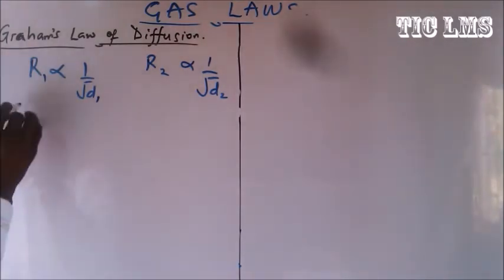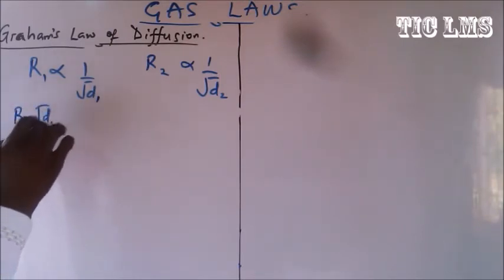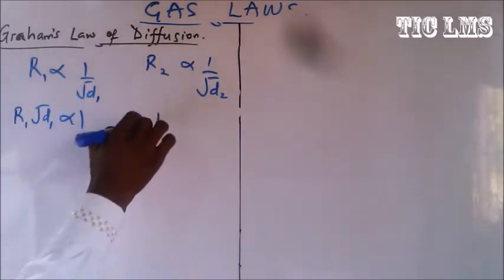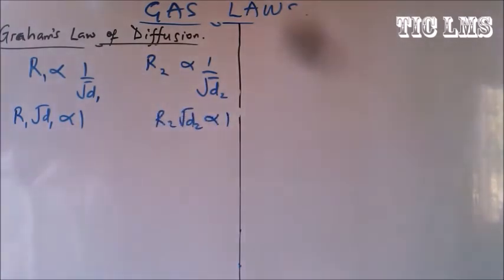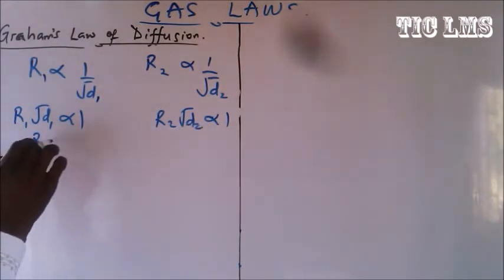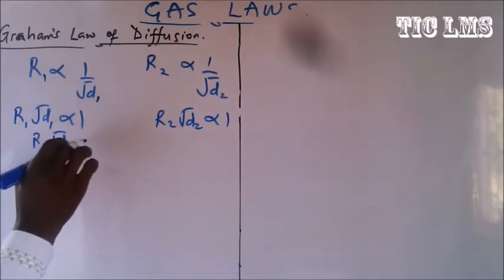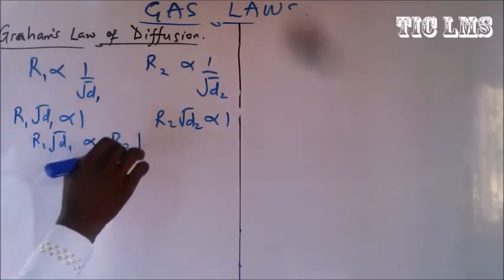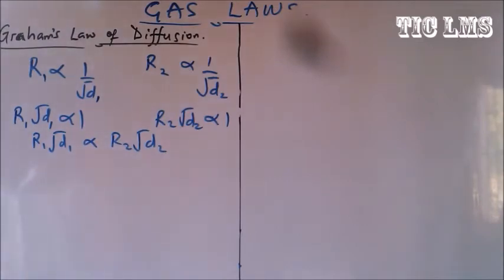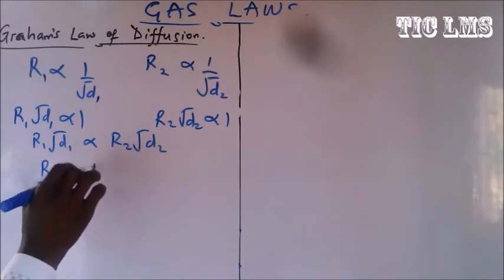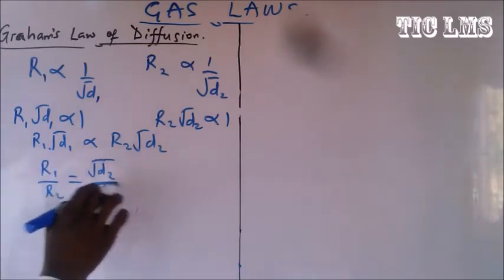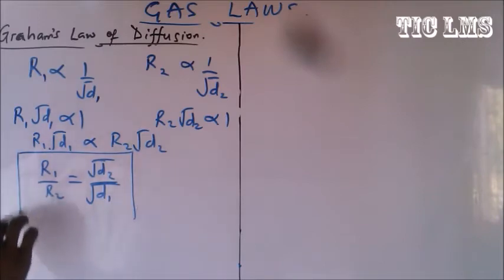Merging it will mean that we have R1 times square root of D1 is proportional to 1, and then we have R2 times square root of D2 is proportional to 1. Since 1 and 1 are the same thing, we can equate the two. So we have R1 square root of D1 is proportional to R2 square root of D2. And so we arrive at a formula which is that R1 over R2 equals square root of D2 over square root of D1. Now this particular formula is very, very important.